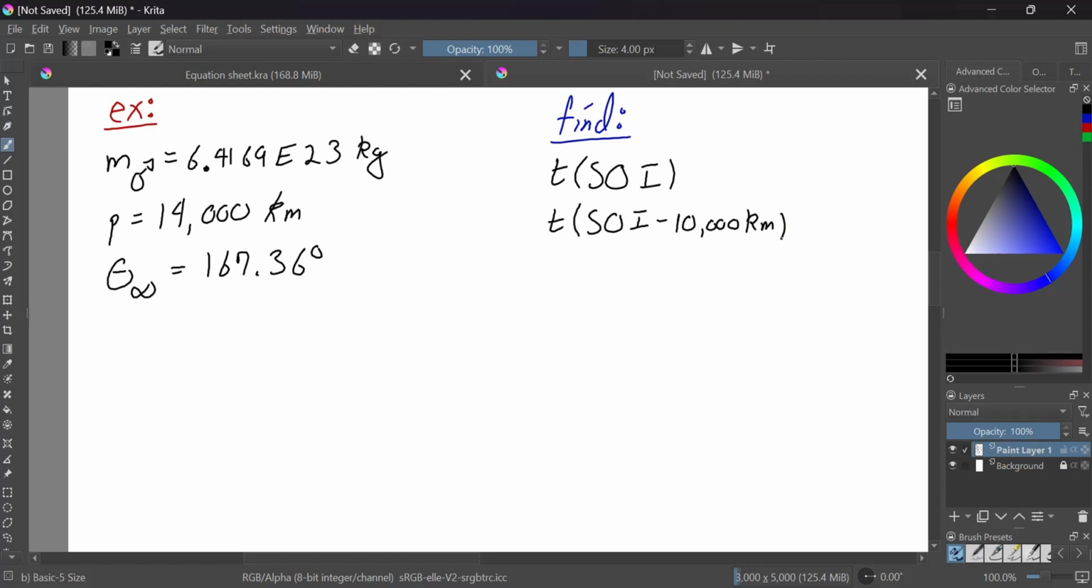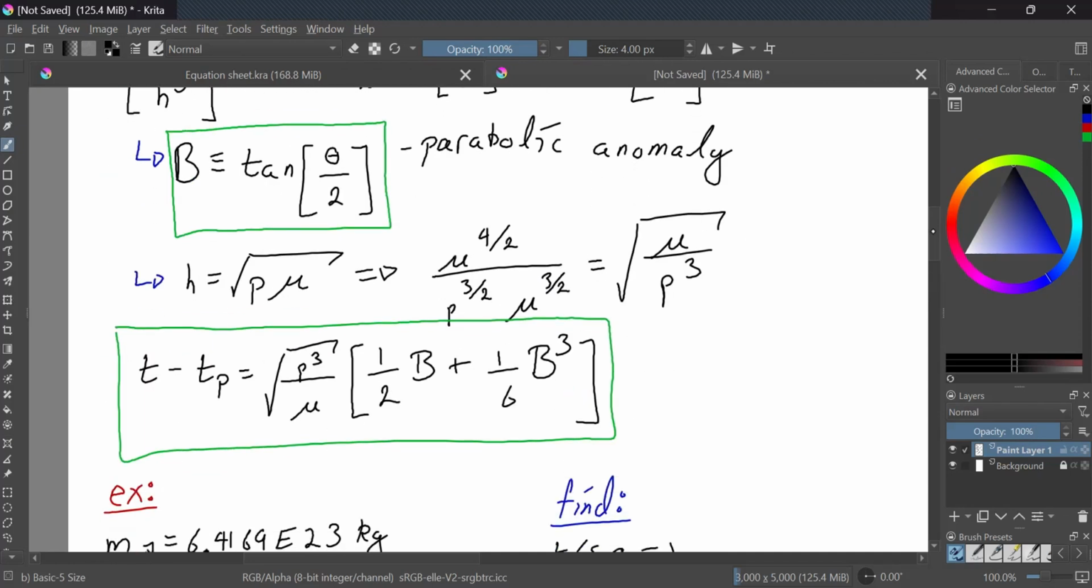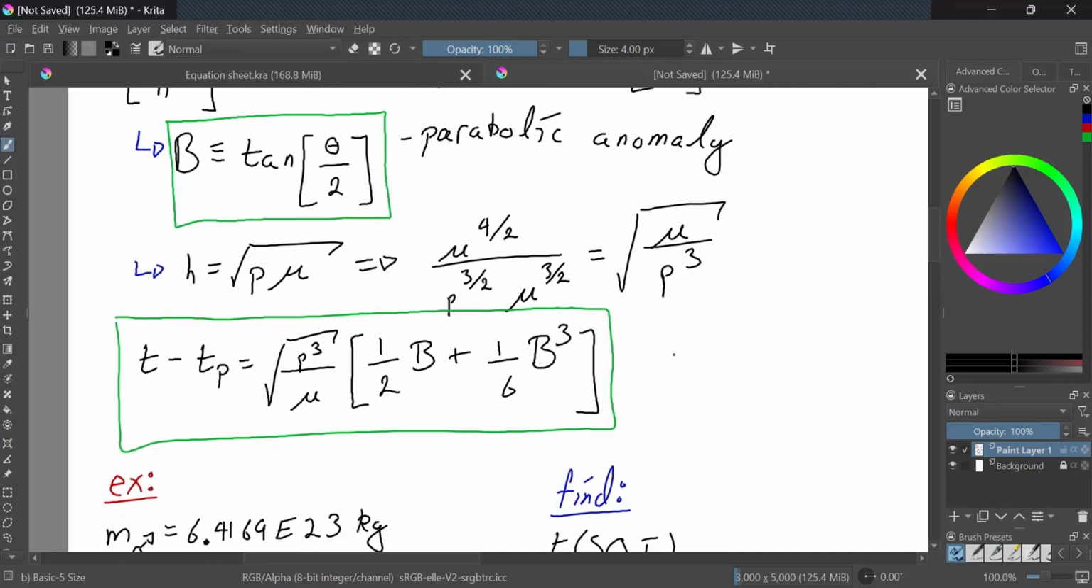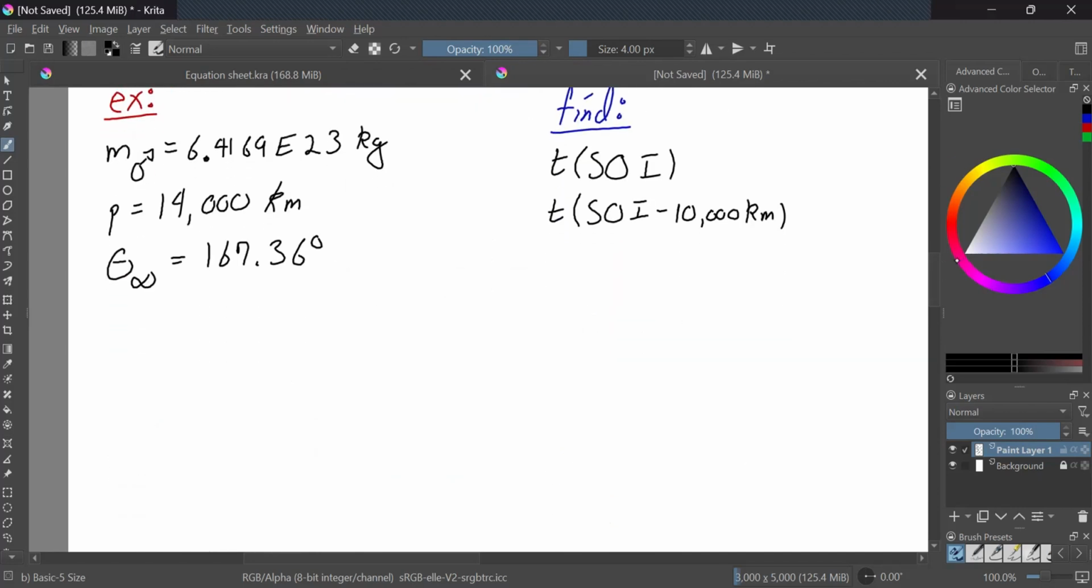So now we have our desirables here. Cool. Let's get started. I'm actually not going to scroll down this time. I'm going to scroll up. So we know that for this equation here, one of the things that we absolutely need is the parabolic anomaly term. We need to know what that is. So let's solve for that first. Scrolling back down here.